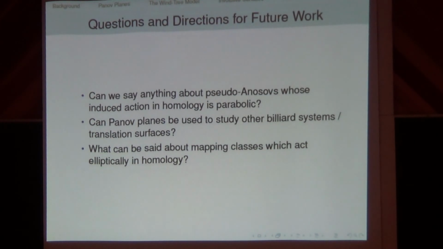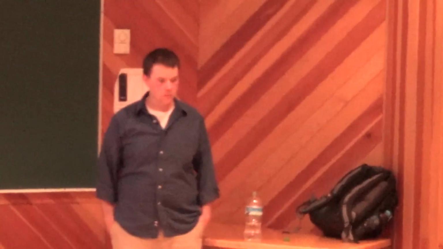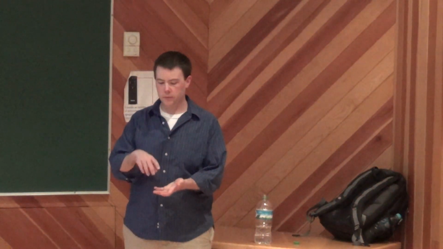So in one case you had, I sort of missed the example, but you had the orbit was found with a strip or something. What was that case? That was when you have a pseudo-Anosov whose action in homology is hyperbolic. Okay. Yeah.